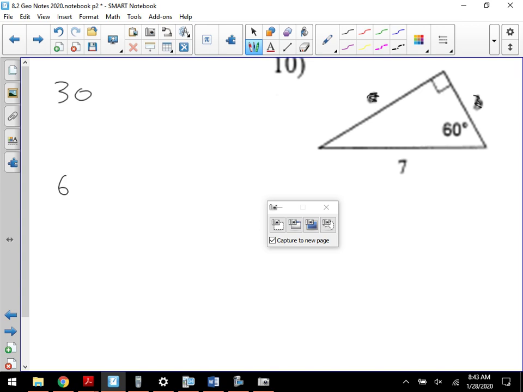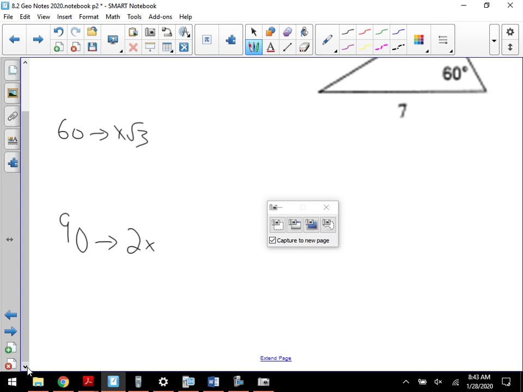Sides 30, 60, 90. Okay? Now, according to the diagram, we know across from the 90, so I know that this value down here, this 2x part, has to equal 7. Now, you can do this one of two different ways. If you just take 7 divided by 2, you probably got x equal to 3.5, which means everywhere else you see an x, all you have to put is 3.5.